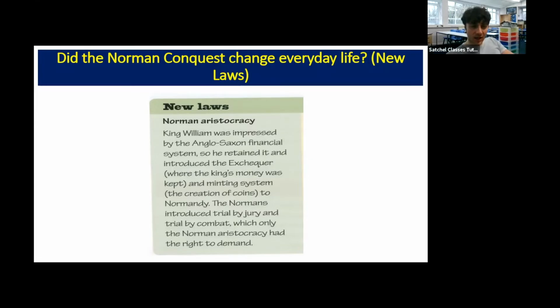However, what he does change, for the aristocracy at least, is the system of trials. So he introduces two new kinds of trial that you can request if you're a Norman aristocrat and you get accused of a crime. Those are trial by jury, where you're judged by your peers, the other people on your level, and trial by combat, where you can fight one-on-one with someone, and victory or defeat in that battle will determine whether you're guilty or innocent. However, this is only something that the aristocrats can access. It is not something that the peasants can get their hands on.